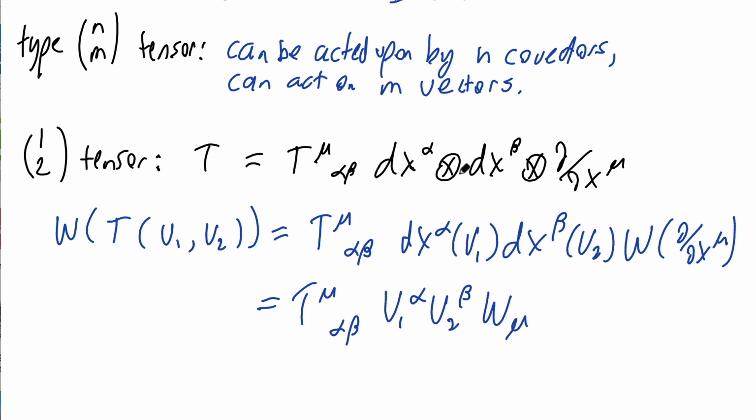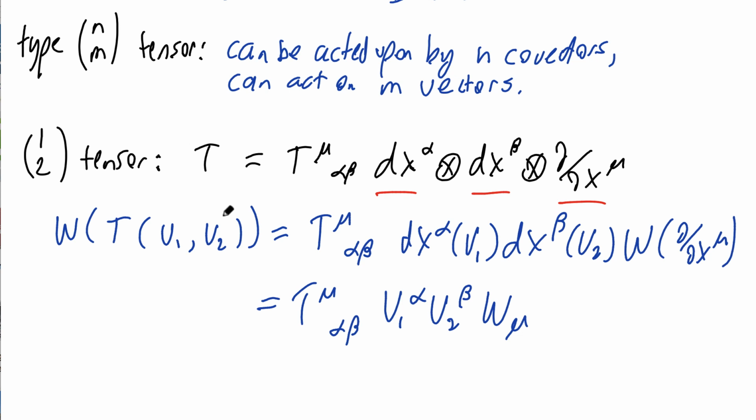By the way, you should notice that the outer product is not commutative. So the order does matter. So in this example, I put V1 into the first slot of T, and that meant it was acted upon by dx alpha. And V2 going into the second slot meant it was acted upon by dx beta. And so that gave us this result.